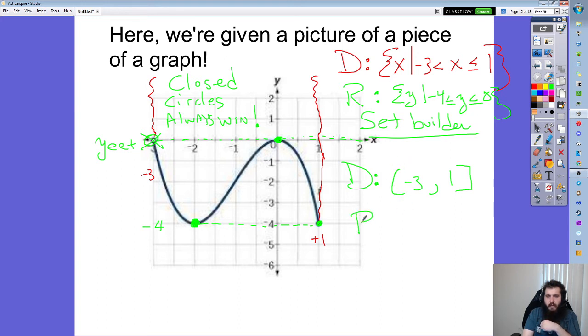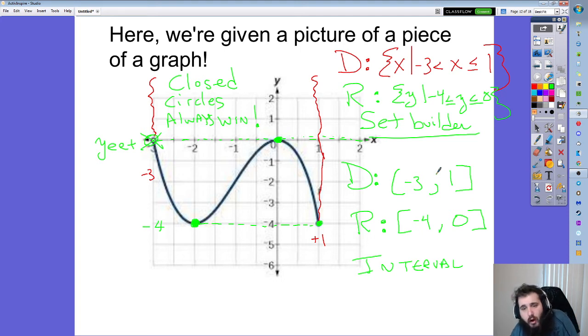And then for range, both of them were included, equal to and equal to, so we are going to have both of those be brackets. All right, and this is called interval notation. These two ways of writing it are all interchangeable. They mean the exact same thing.